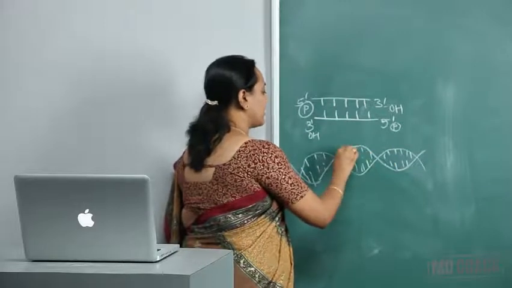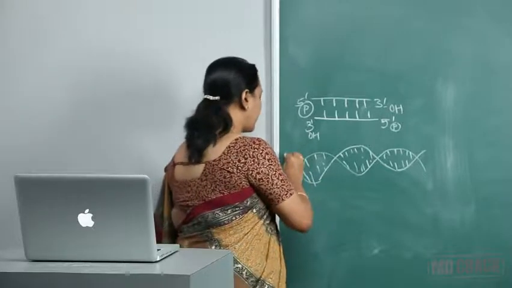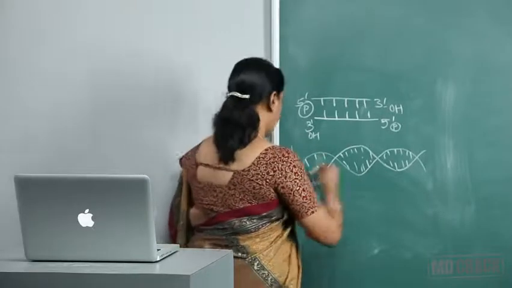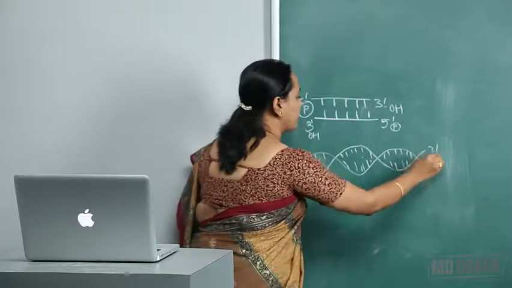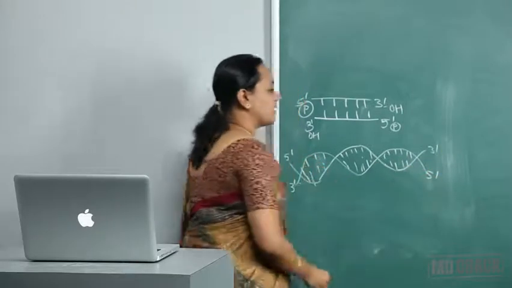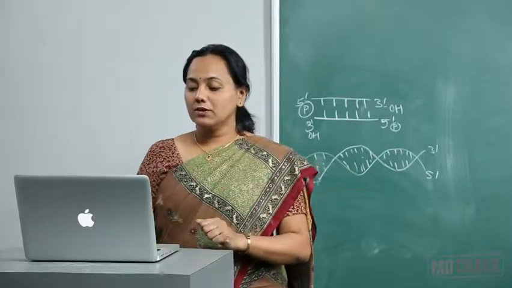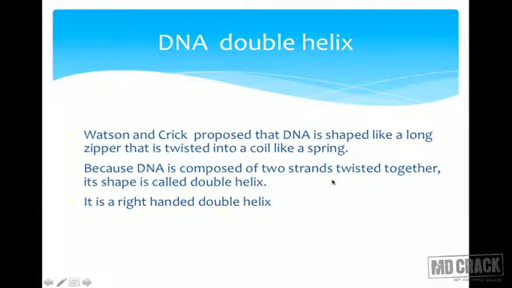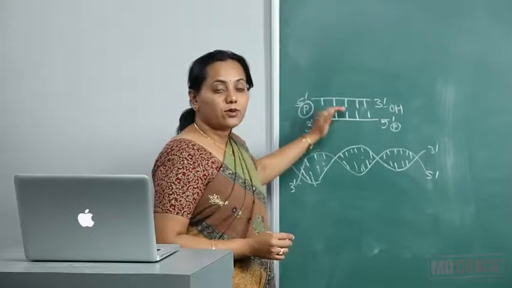DNA structure. Okay, and remember, each strand has its own polarity and is directional, so you will have, let us say, the 5 prime end, and this will be your 3 prime end, and this will be your 5 prime end. So this will have a double helical structure. Now, because the DNA is composed of 2 strands which are twisted together, this shape is called the double helix, and it is a right-handed double helix.